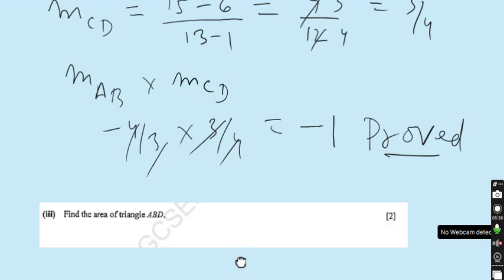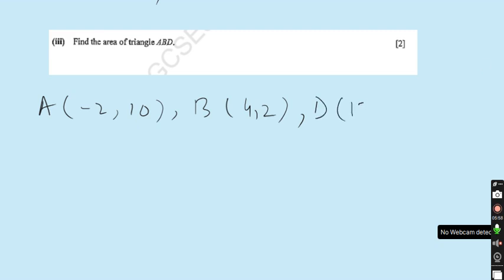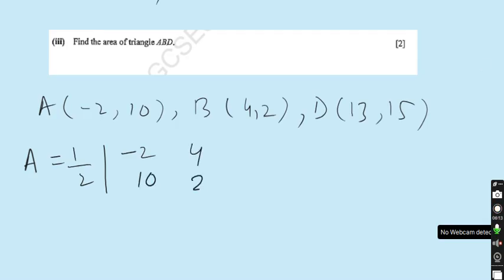Now move to last part. The last part is to find the area of triangle ABD. So what are the coordinates of A? -2, 10. Coordinate of B is 4, 2. Coordinate of D we just found, 13, 15. So we will use the general formula of area of triangle: 1 upon 2, x1 y1, x2 y2, x3 y3 and x1 y1.